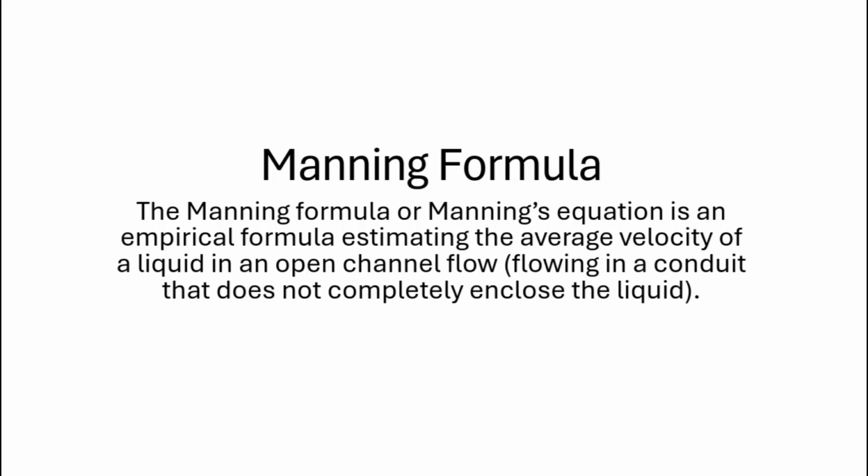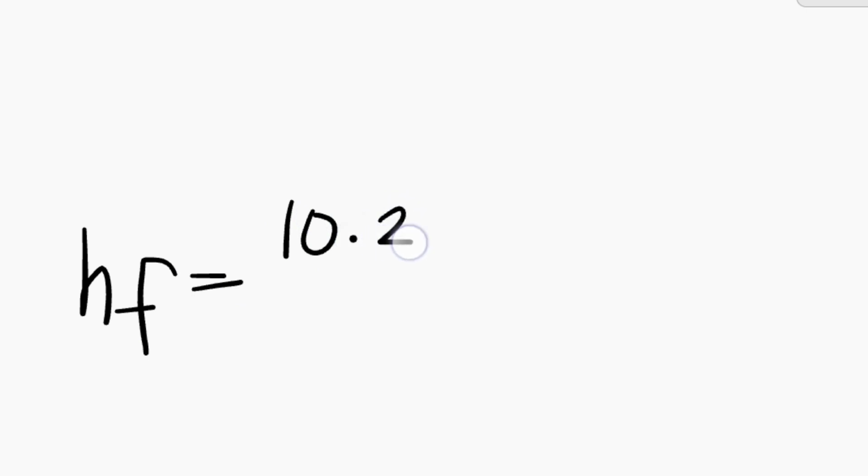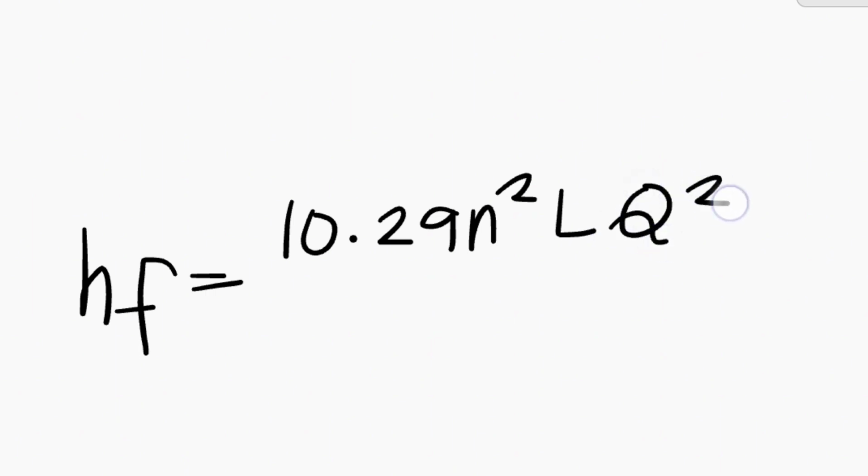Next, we have the Manning formula. The Manning formula is one of the best known open channel formulas and is commonly used in pipes. Now, its mathematical representation is this. We have HF is equal to 10.29 n squared L Q squared over D raised to 16 over 3. And again, this is an SI unit.